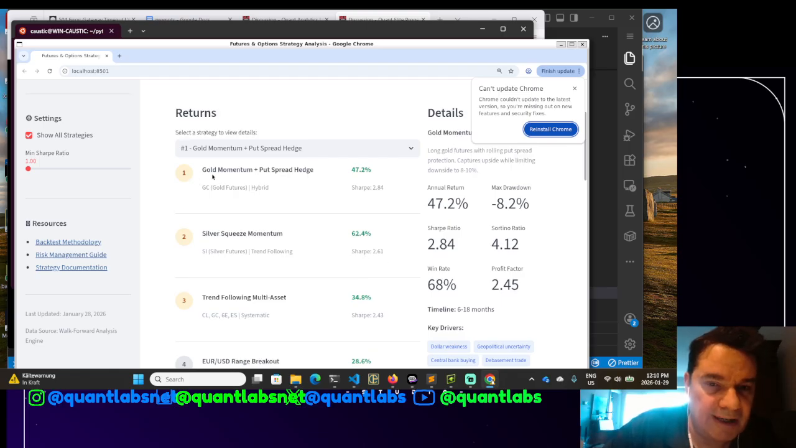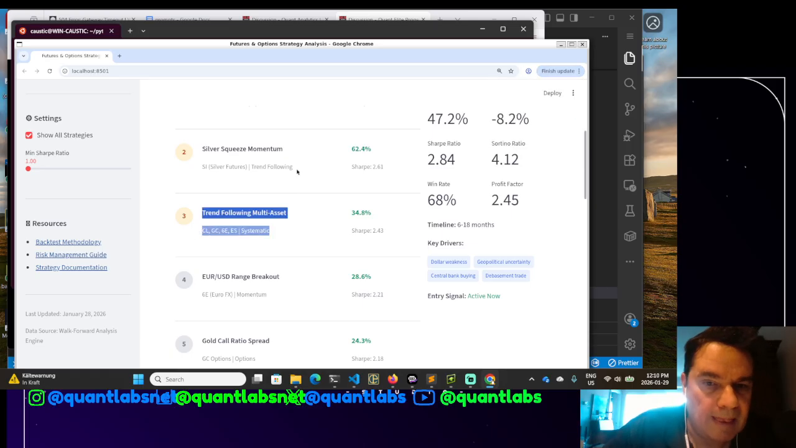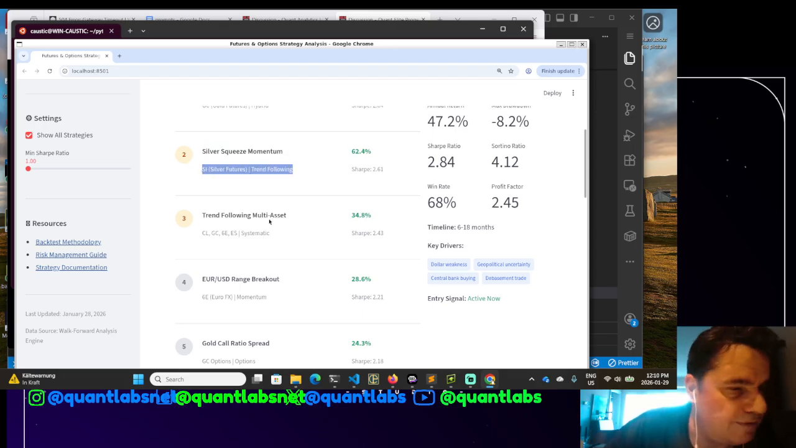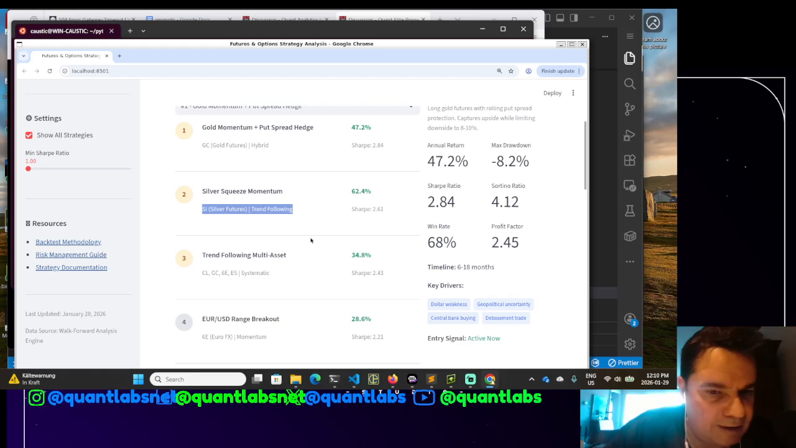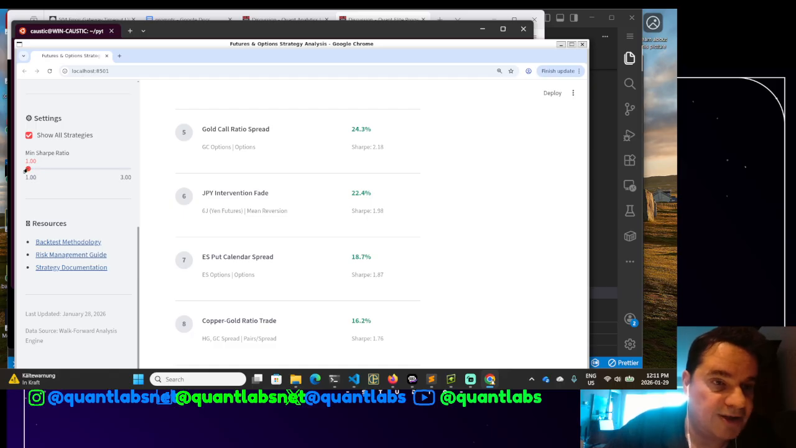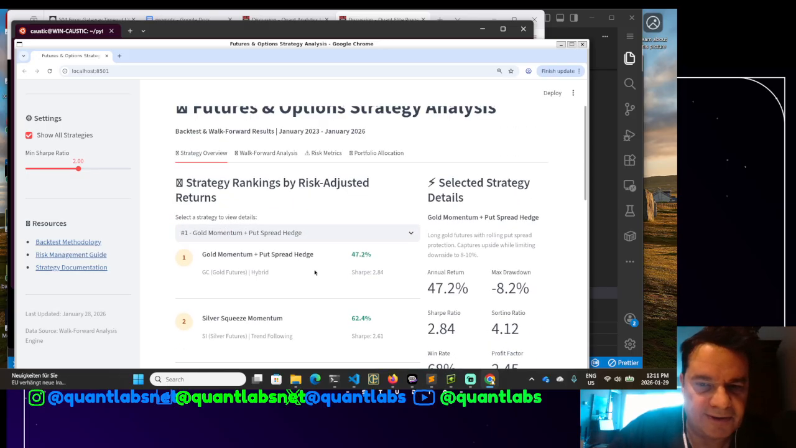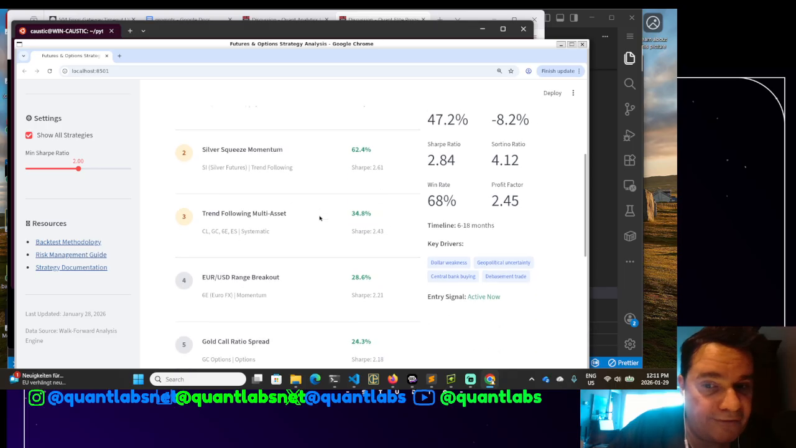What it's saying could be a gold momentum put spread hedge, silver squeeze momentum, and trend following multi-asset. That would be CL, GC, Euro, ES in the main market, and it's all systematically driven. Some of the other ones for silver might be trend following and so on. Then that gives you an overall synopsis of pretty well everything. I can also say I only want maybe a two Sharpe ratio analysis, and again it adjusts for that on a Sharpe ratio and analyzes that.